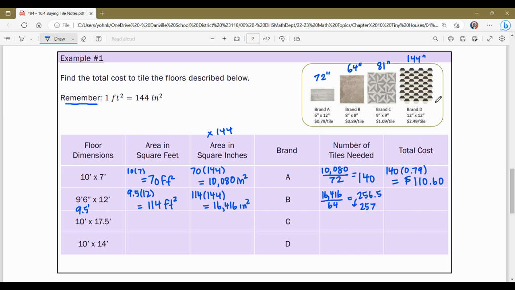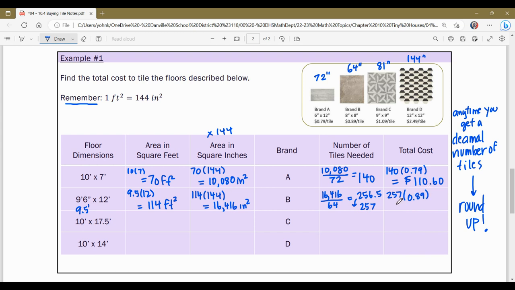Anytime you get a decimal number of tiles, always round up, because you can't buy portions of tiles. So 257, each tile is 89 cents. So I'm going to spend $228.73 on my second room.